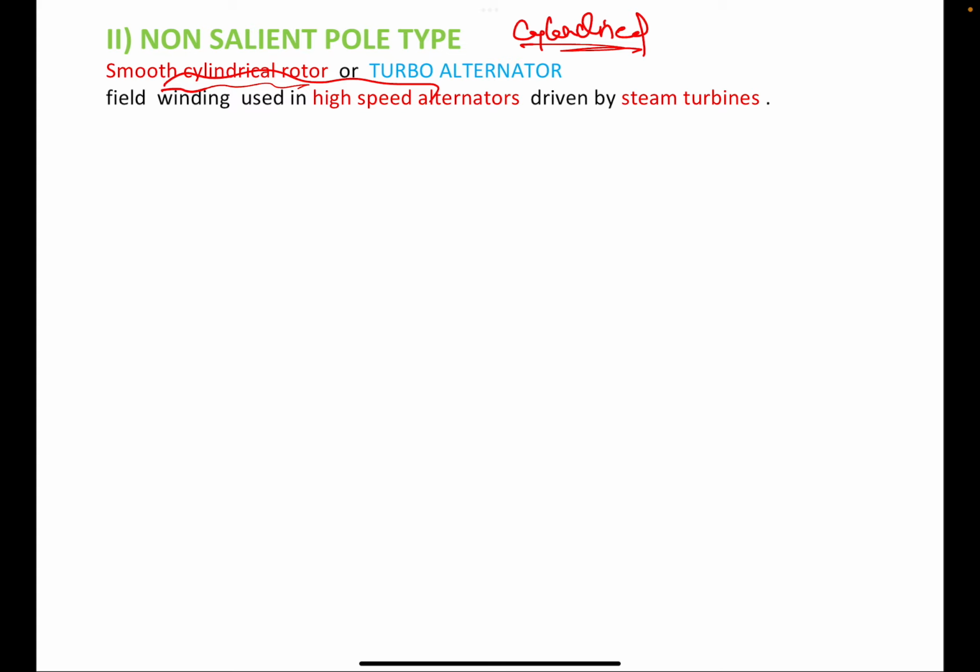Comparing with the previous one, which is suitable for low speed applications, this one will be suitable for high speed applications. When it is high speed, what does it mean here? Ns equals 120f by P. When it is high speed, the number of poles will be less. You can add one more point directly: in this type of rotor, the number of poles will be less, mostly 2 or 4.